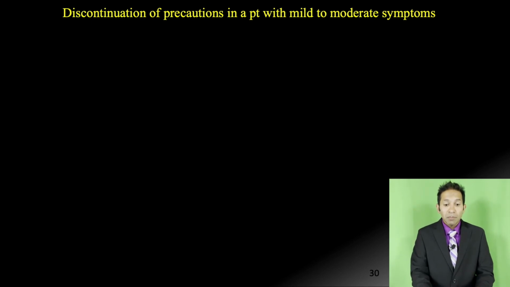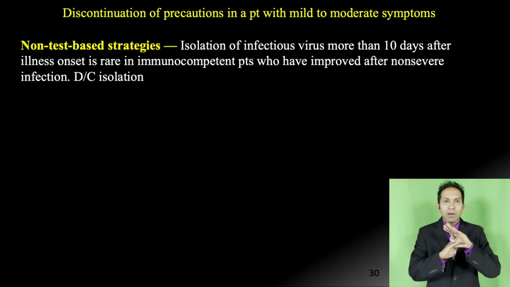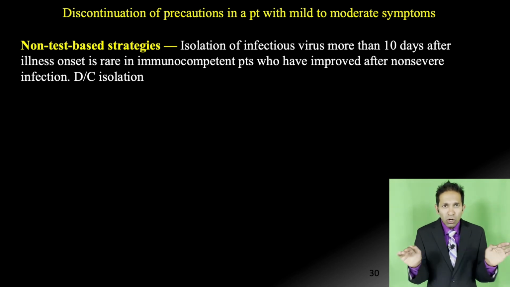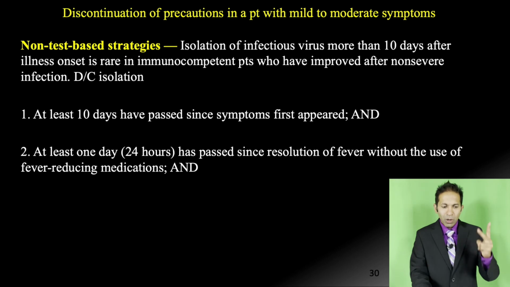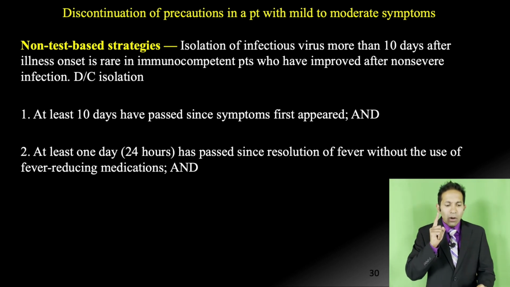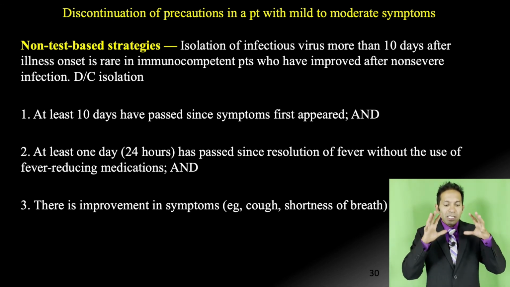Discontinuation of precaution in a patient with mild to moderate symptoms, patients who are immunocompetent. Usually CDC recommends a no test-based strategy. We should not be repeating their test. Okay, so to discontinue isolation, point number one, at least 10 days have passed since symptoms first appeared. Point number two, at least 1 day, 24 hours, has passed since resolution of fever without the use of fever reducing medication. And point number three, there's an improvement in symptoms, cough and shortness of breath.